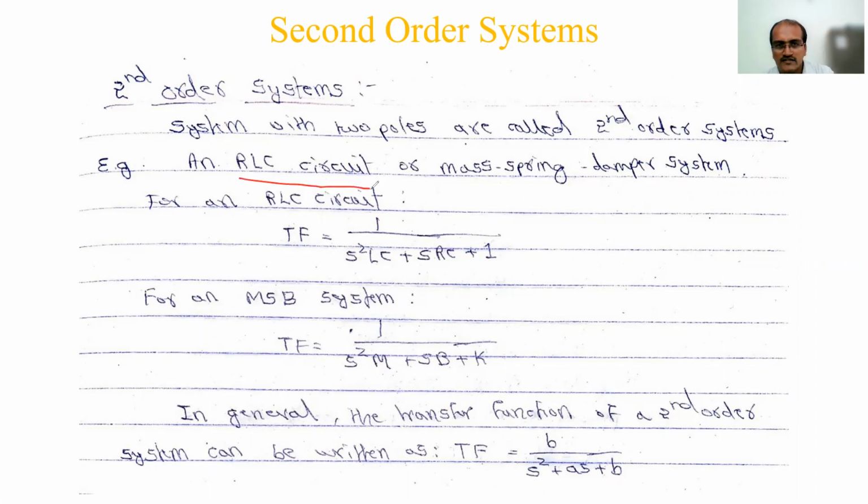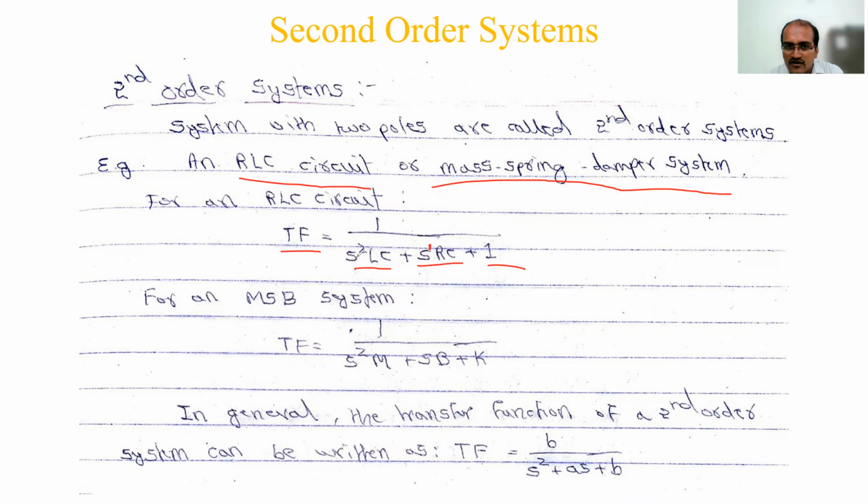RLC circuit or MSD or MSK, mass, spring and damper, we have studied in the first module, right? If you write the differential equation model there and do the Laplace transform, you will get this transfer function. After simplification I have written this: 1 by s square into LC plus s into RC plus 1. In a first order system you will get 1 plus sRC, that's it. The maximum order of s is 1 there, that's why it is first order.